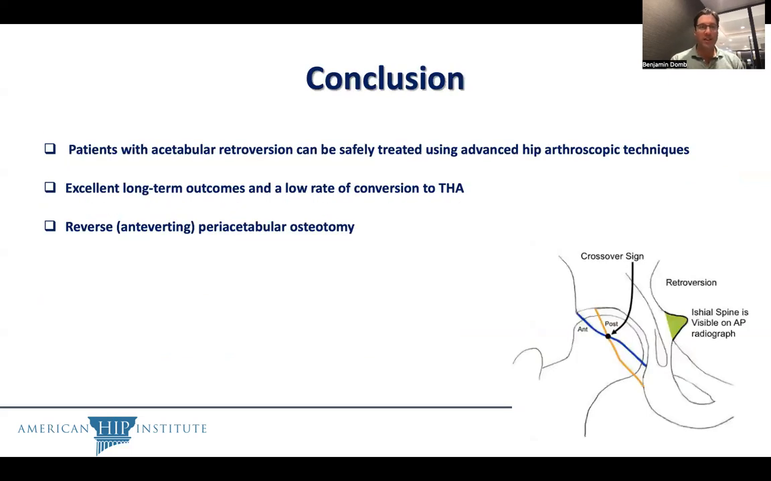In conclusion, patients with acetabular retroversion can be safely treated using advanced hip arthroscopic techniques with excellent long-term outcomes and a low rate of conversion to total hip arthroplasty. Reverse anteverting periacetabular osteotomy may be reserved only for the most severe of cases.